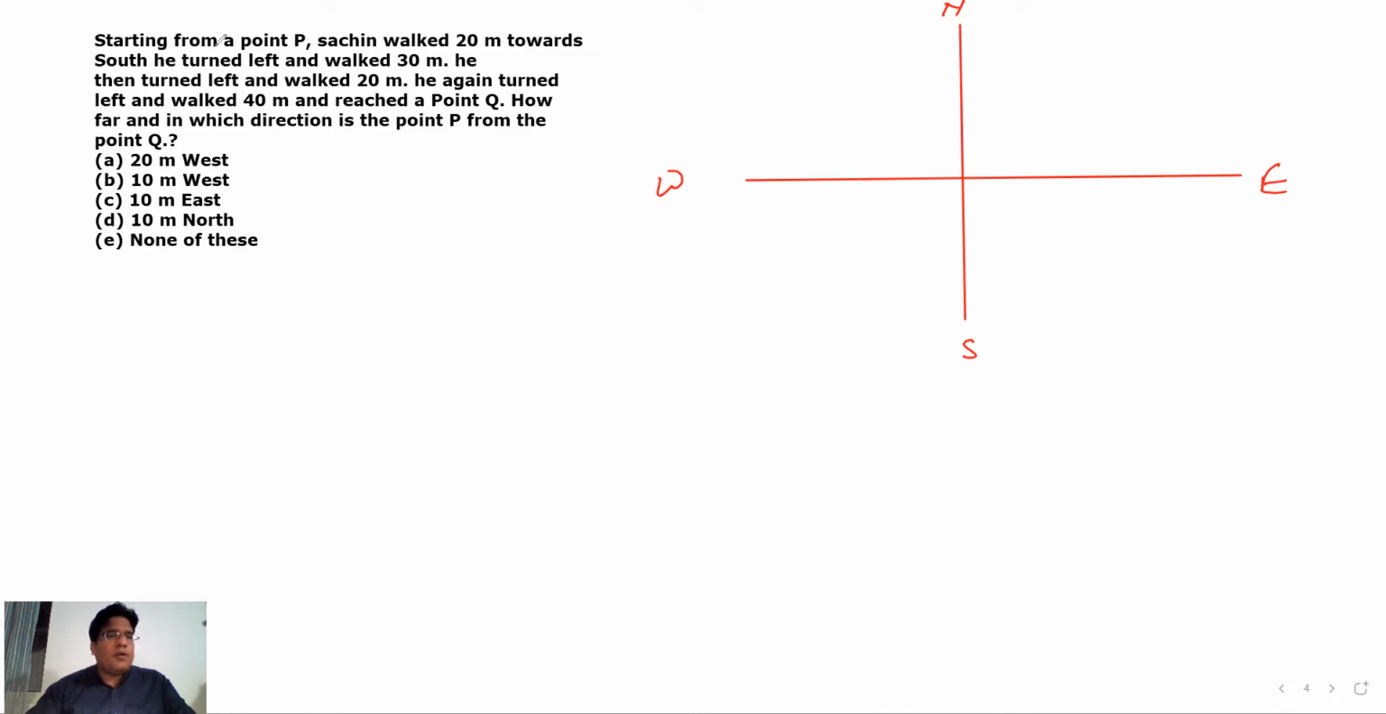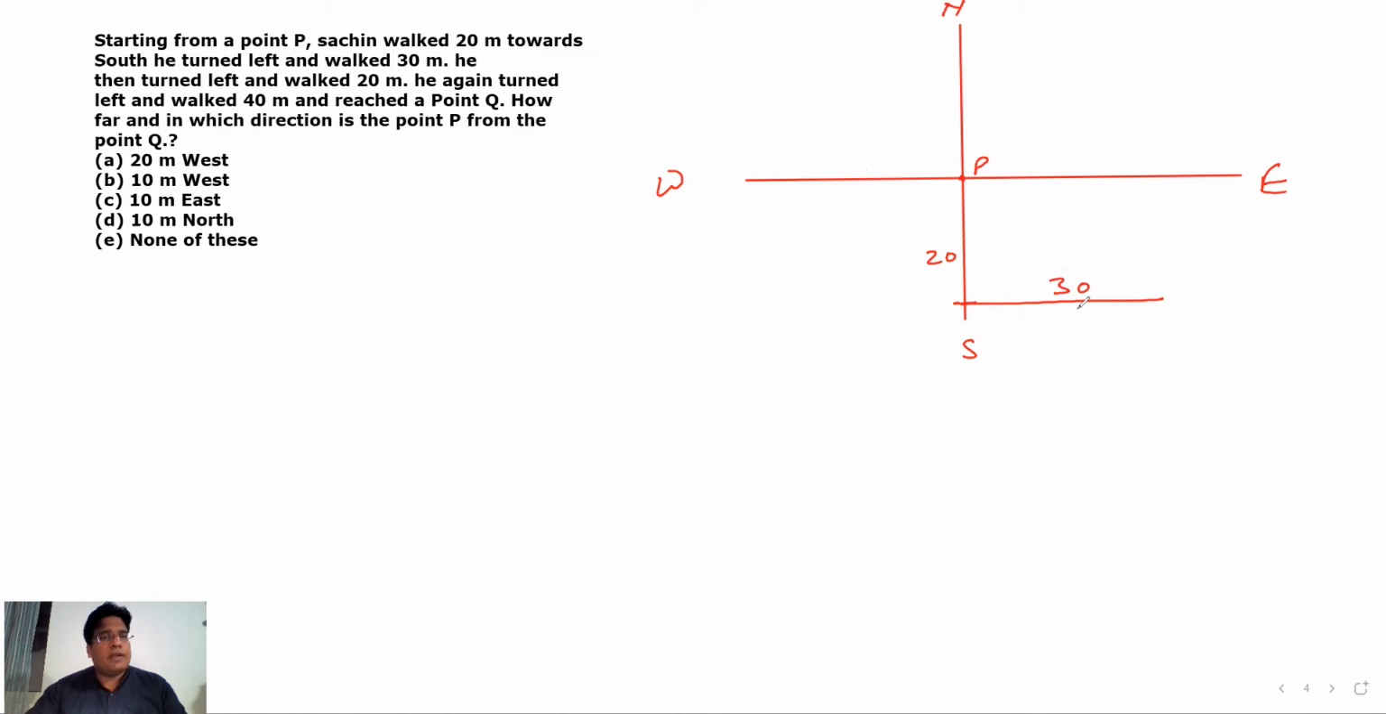Again, from a starting point P, this point is counted as P. Sachin walked 20 meters towards south. This is the distance of 20 meters. And then he turned left and walked for 30 meters. Left, which direction is the left of P? It is this direction. Walk for how many kilometers? Oh, sorry, meters. 30 meters. Go for 30 meters there.